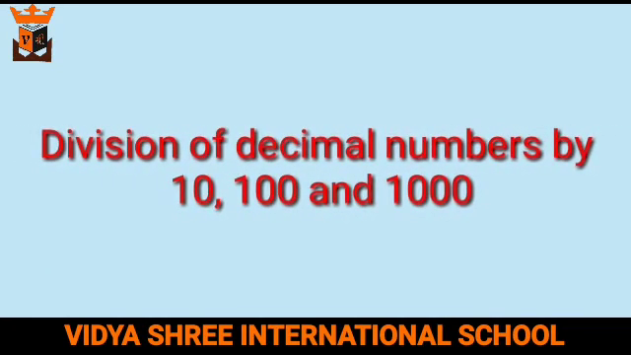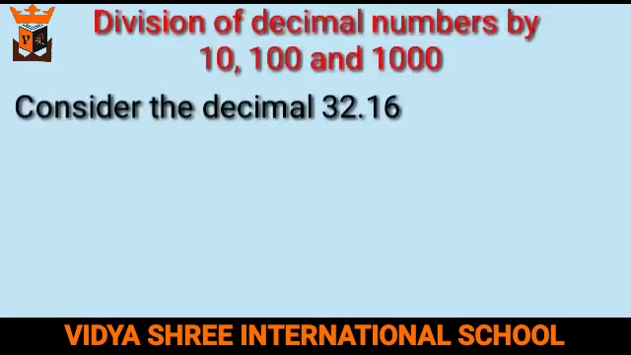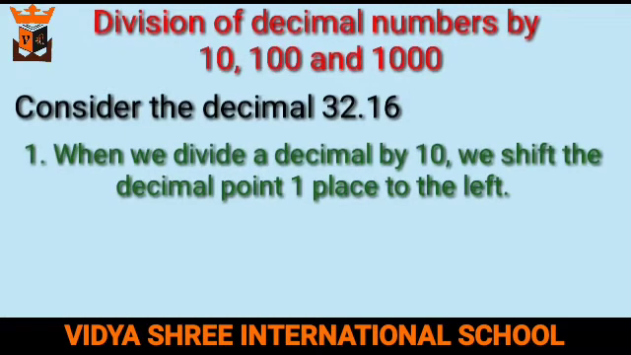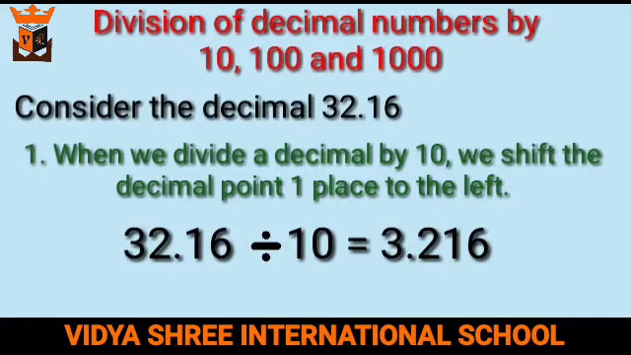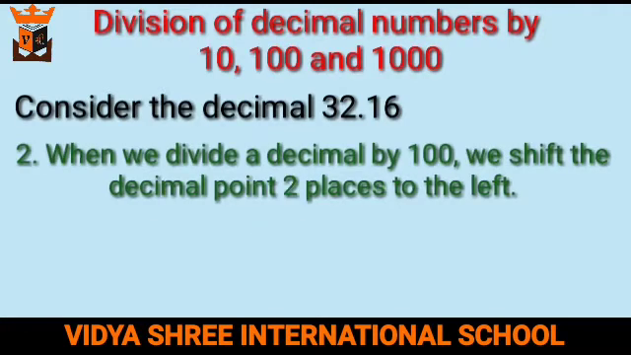Division of decimal numbers by 10, 100 and 1000. Let us take the decimal 32.16. When we divide a decimal by 10, we shift the decimal point one place to the left. So 32.16 divided by 10 will be 3.216. When we divide a decimal by 100, we shift the decimal point two places to the left.